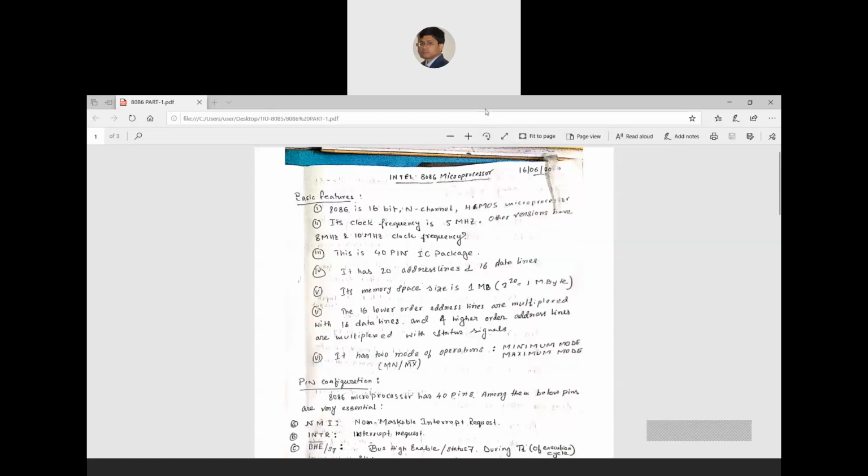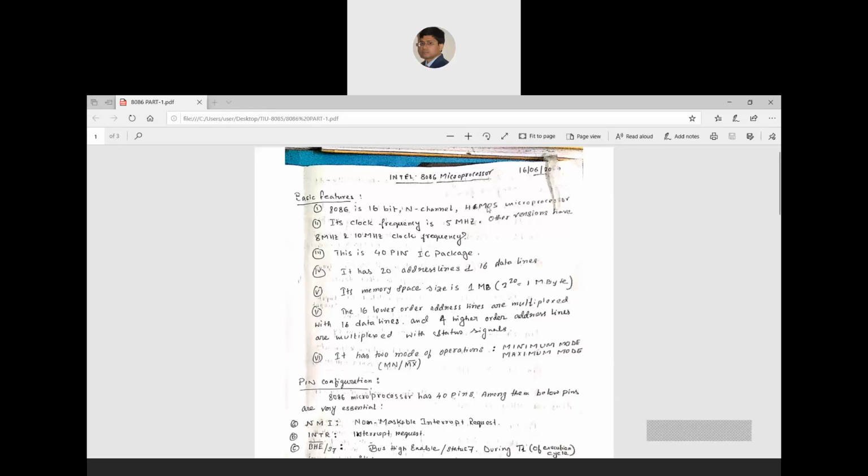Okay, so in the Intel 8086 microprocessor, the basic feature is that it is an N-channel HMOS microprocessor. That means it is manufactured with HMOS transistors. This is the very basic part that we need to understand, to take into consideration: how the 8086 chip is manufactured. It is manufactured with the help of HMOS, that means high speed MOS.